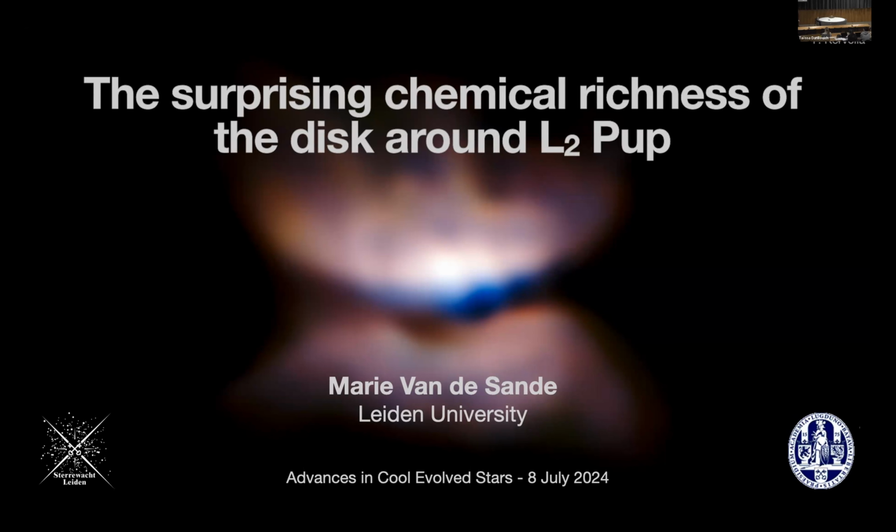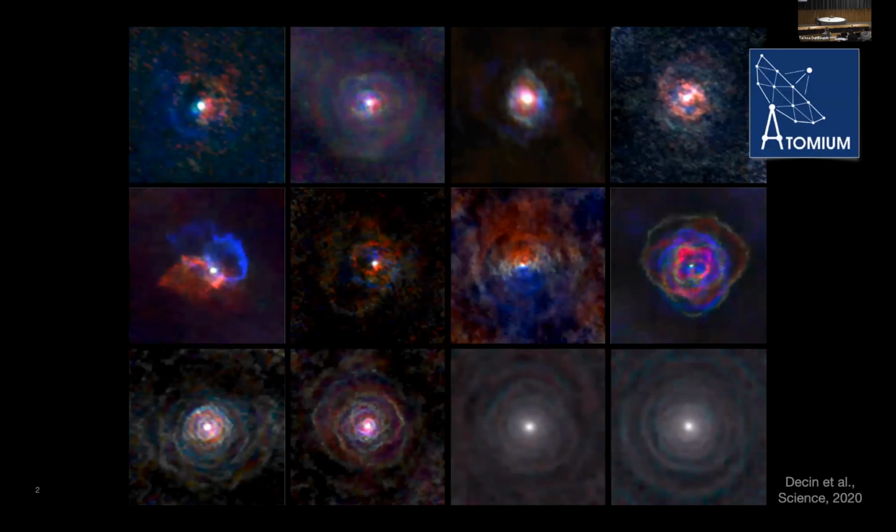So I think by now it's quite clear that AGB outflows are generally not spherically symmetric. These spherically symmetric outflows appear to be the exception rather than the rule. And this postcard of the ALMA large program ATOMIUM is a nice example of this asymmetry. So here you have 12 oxygen-rich AGB outflows, and none of them are spherically symmetric. Some a bit more so than others, but generally they're all a bit of a mess.